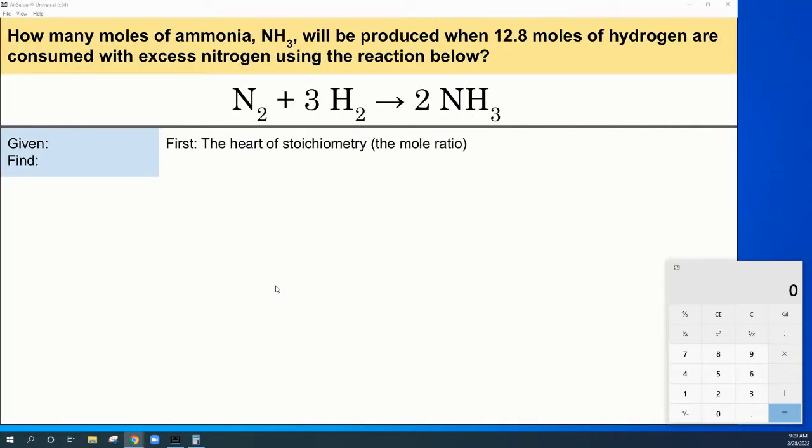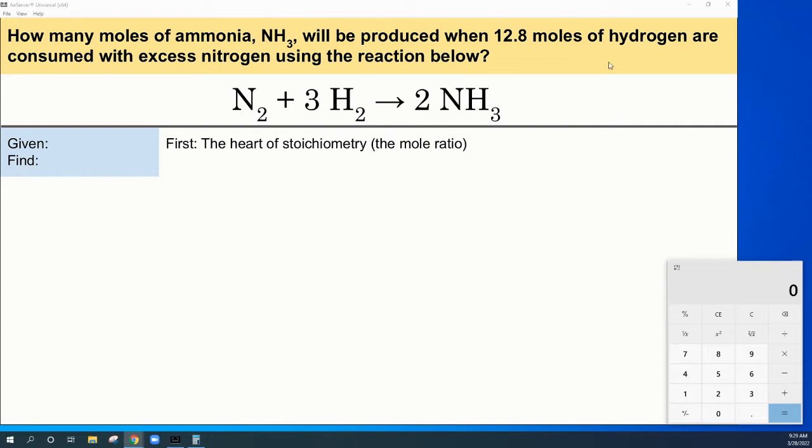All right, so very first, we need to remember the heart of stoichiometry, the mole ratio. Every stoichiometry question where you're changing one substance into another substance uses this. So first you want to read the question. How many moles of ammonia, NH3, will be produced when 12.8 moles of hydrogen are consumed with excess nitrogen according to the reaction below? So pay attention to what the question means, but when it comes to the math, it's always the same.